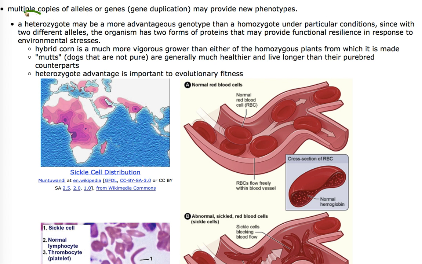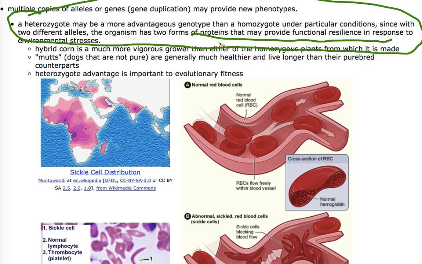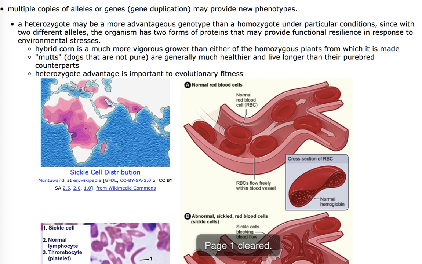First off, to be heterozygous is usually a good thing because you can make at least two different proteins, which gives you a better chance of surviving in a condition that's not stable. So a heterozygote is generally more advantageous than a homozygote under particular conditions where conditions are changing. The organism can make two forms of a protein, which gives it functional resilience in response to environmental stresses.